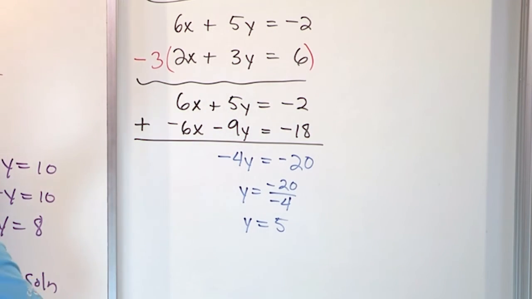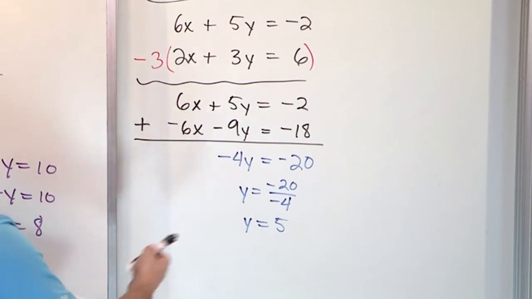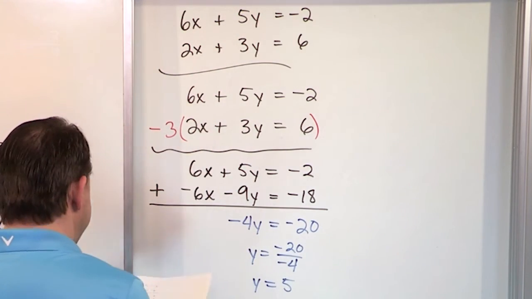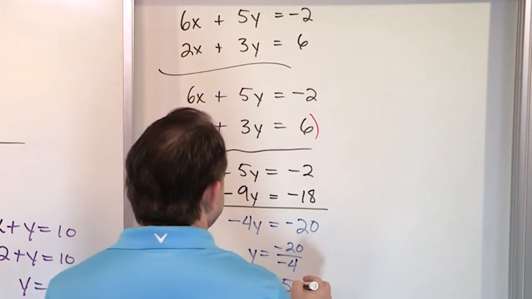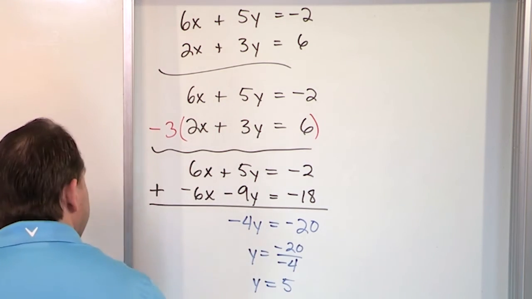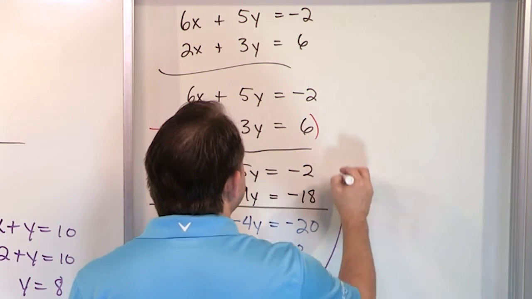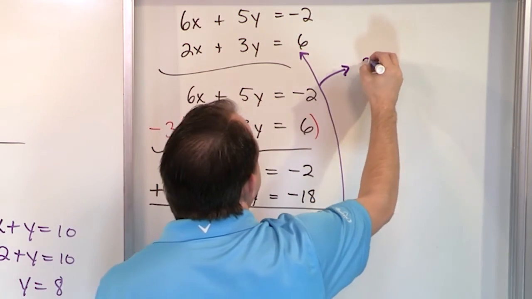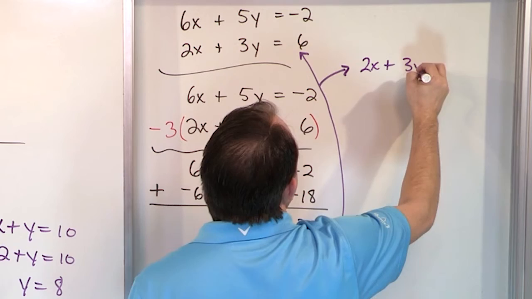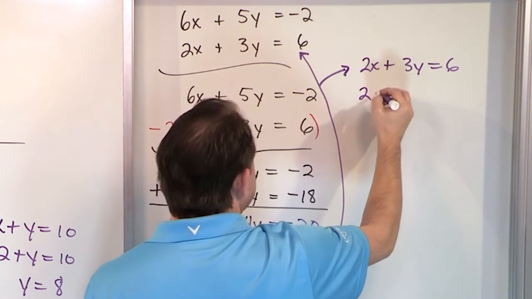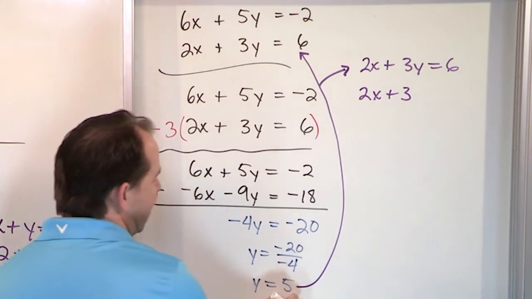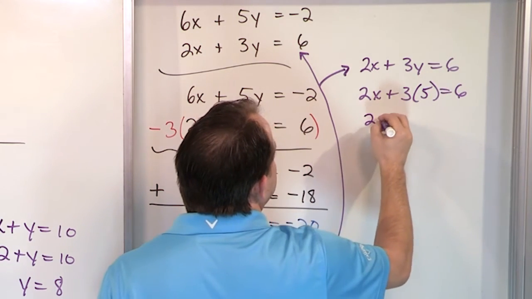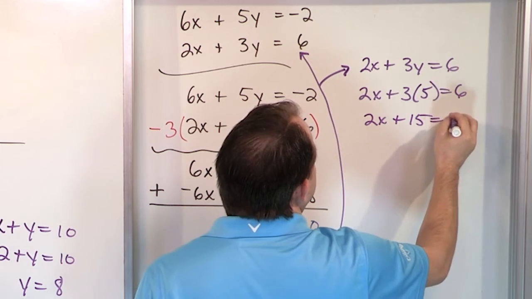+5 is the answer. So then I can choose to put the y value into either one of these equations. It doesn't really matter. So I'm going to choose to put it into, actually let me switch colors, this one here. So let's go over here. 2x plus 3y equals 6. So 2 times x plus 3 times y, but now I know y is 5, equals 6. So 2x plus 15 is equal to 6.